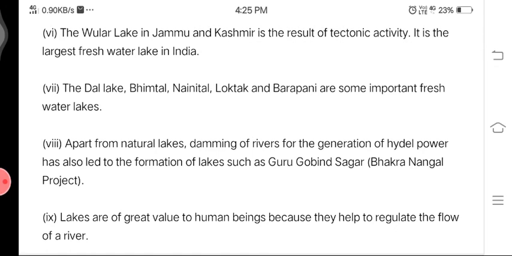Apart from the natural lakes, damming of rivers for the generation of hydropower has also led to the formation of lakes such as Guru Gobind Sagar, which is also known as the Bhakra Nangal project.